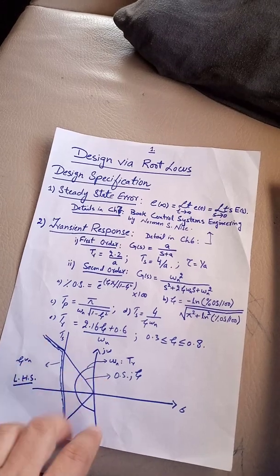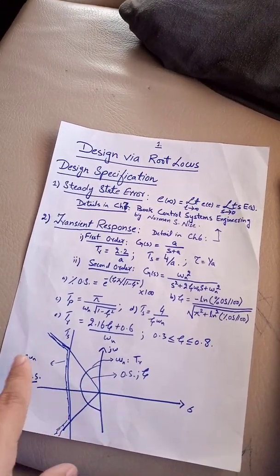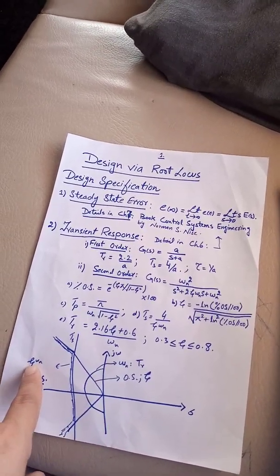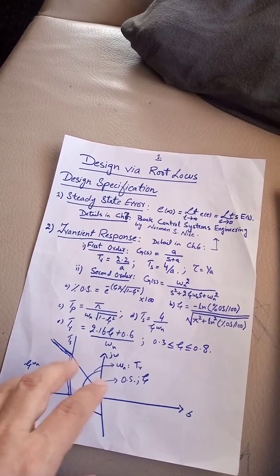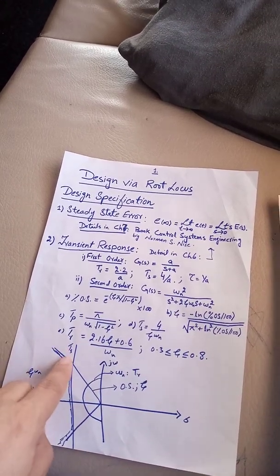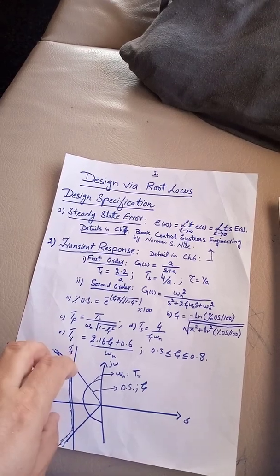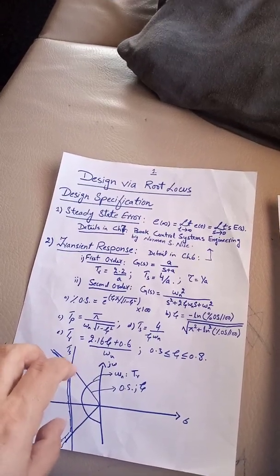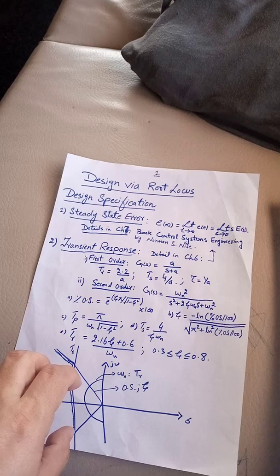If you want to do it in MATLAB, you can use sgrid, which asks you about zeta and omega. You just plug in zeta and omega, and it will give you this type of figure that tells you the area where your closed loop poles must be.